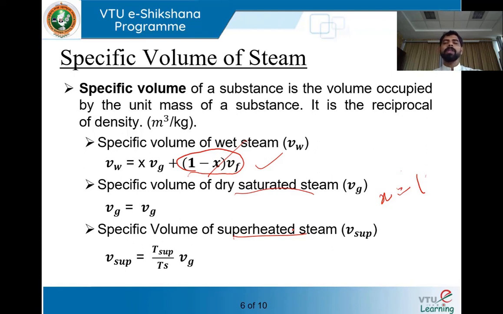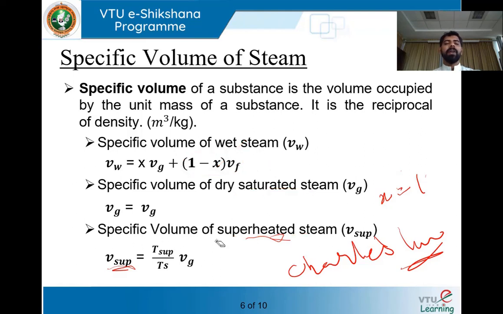So, therefore, approximately, we can estimate the specific volume occupied by the superheated steam using Charles' law. So, approximately, superheated steam specific volume is given by the ratio of superheated temperature to saturation temperature multiplied by the specific volume of dry saturated steam. So using this equation, we can find the specific volume of superheated steam.